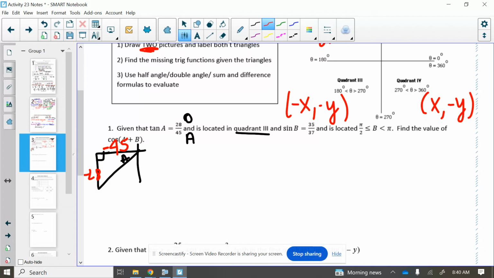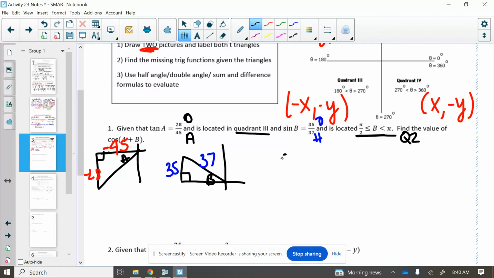And then we can also draw triangle B. This time they're saying they're located between pi over 2 and pi, aka quadrant 2. So I'm going to draw a quadrant 2 triangle for triangle B. This time they're giving us the sine, that's the opposite over hypotenuse. So opposite is 35, hypotenuse is 37. And we want to find the value of the cosine of A plus B.